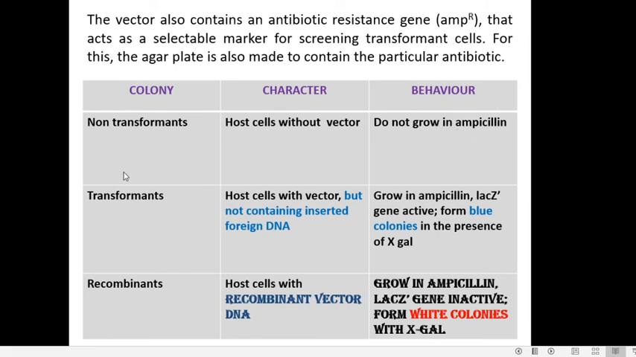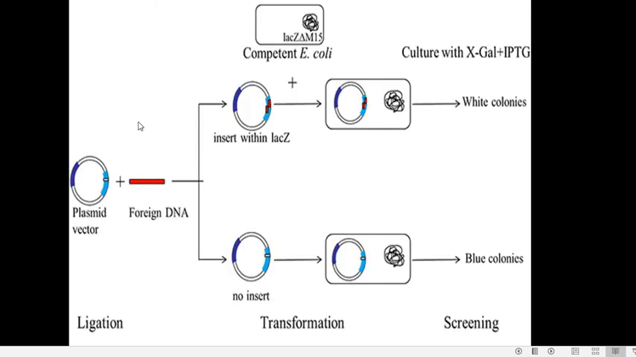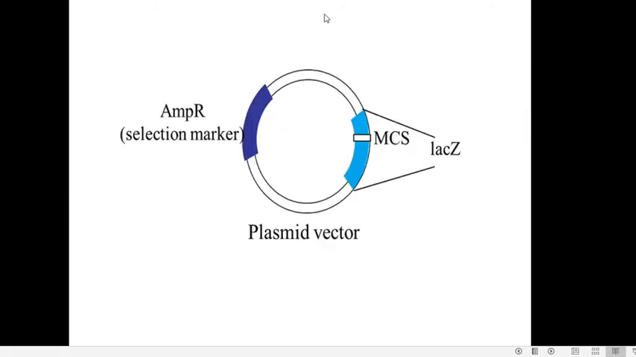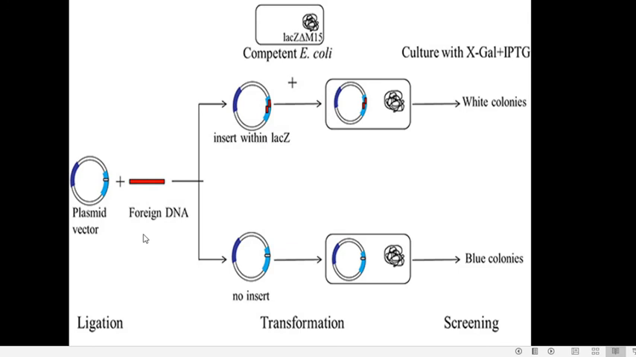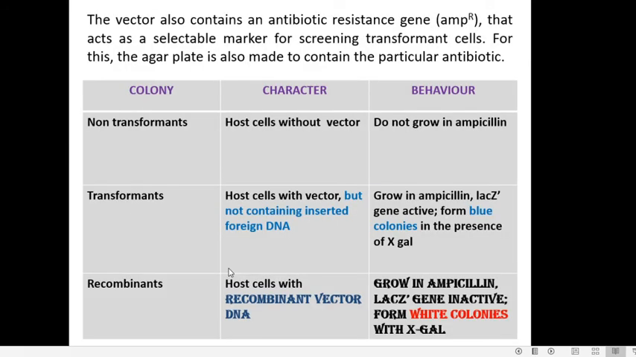First we go to their behavior towards ampicillin in the medium. The non-transformants, as I mentioned earlier, do not contain the vector. Will they grow in ampicillin? No, because they do not have the ampicillin resistance gene. So they do not grow in ampicillin. What about the transformants? Transformants means those which have taken up the recircularized vector without the foreign DNA and those which have taken up the recombinant vector with the foreign DNA. Both contain the ampicillin resistance gene. So they both grow in ampicillin. The non-recombinants as well as the recombinants, they both grow in ampicillin.